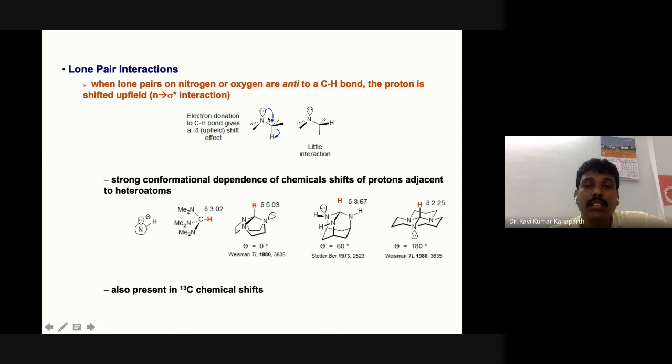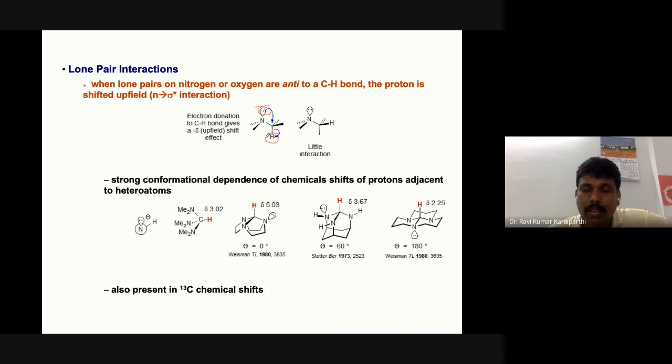You see that here this is the anti position. The lone pair is here and the proton is here. Why? Because this lone pair can donate here. Because of the n to sigma star interaction, this lone pair can be donated here, and that effect can translate to the proton, and then the proton finds more electron density. If the proton has more electron density, then naturally it will move upward. If there is less electron density at the proton, then such a proton will move to the deshielding region.